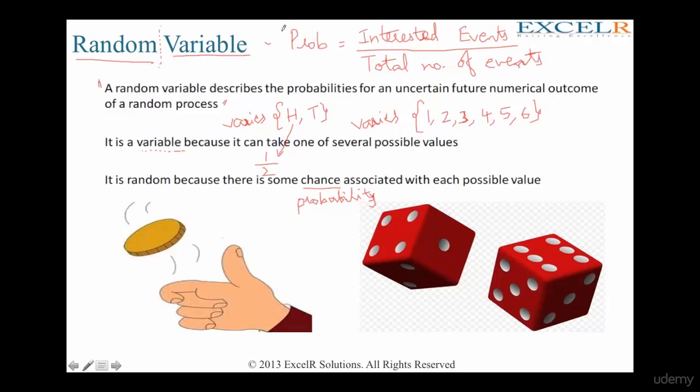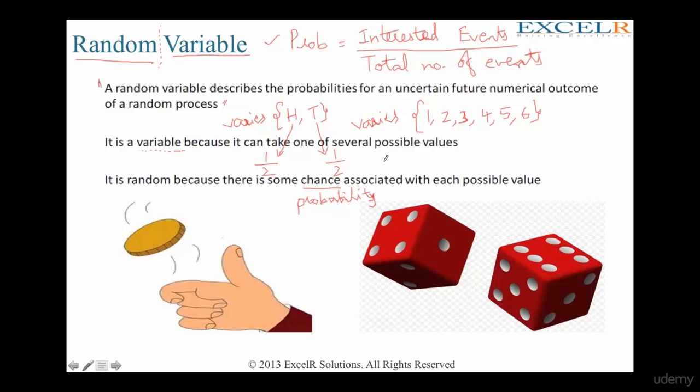Formula is clear. Interested events. I'm interested in only head. How many events am I interested in? Only one event. So it is 1 divided by total number of events here are 2. So it's 1 by 2. What is the chance or probability associated with getting a tail? It is once again 1 by 2. Why is it 1 by 2? Because I am interested only in one event called tail. That is the interested event. 1 divided by total number of events are 2. I get 1 by 2.